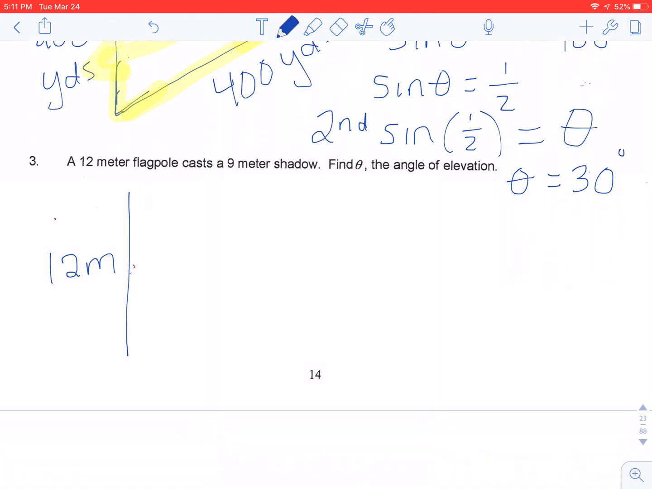Okay, we have a flagpole that we're assuming is standing up, and there's going to be a shadow. Now the shadow is not going to be in the air, so the shadow is going to be along the ground. And again, all of these are going to make a right triangle situation. Finding the angle of elevation, two choices. Elevate means go up, so it's going to make sense that that is angle theta.